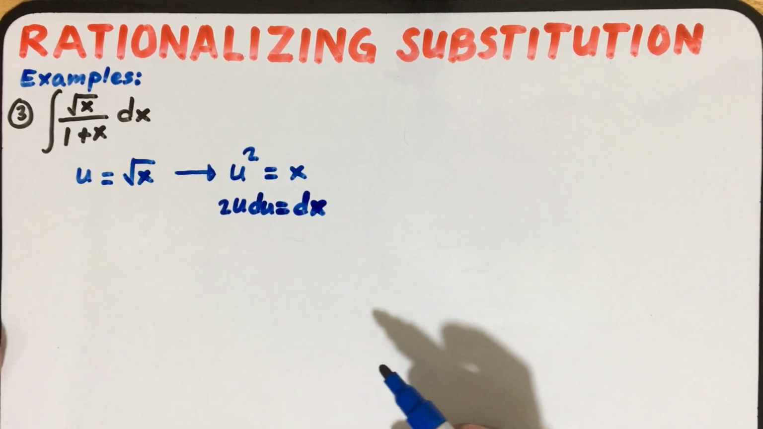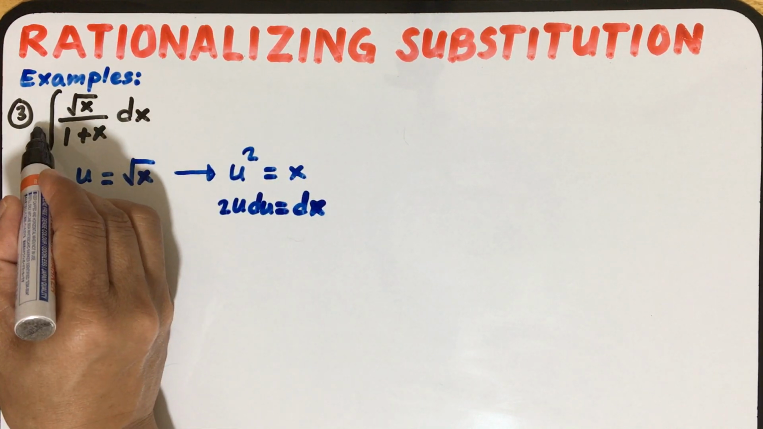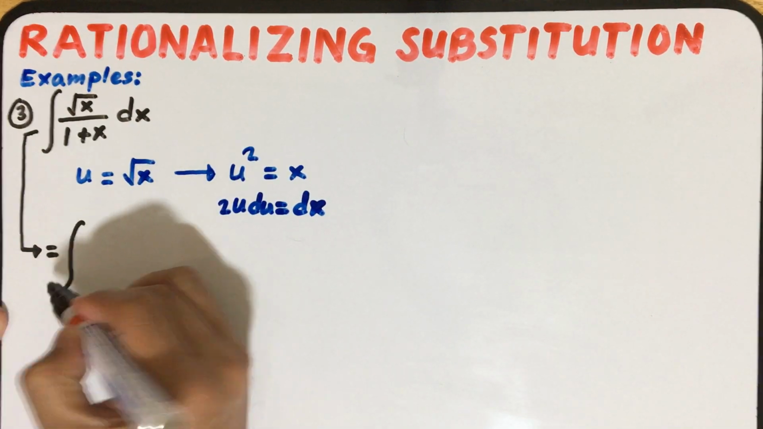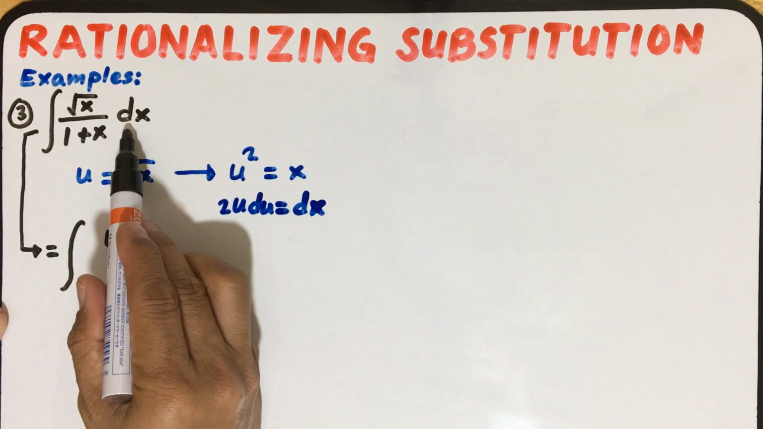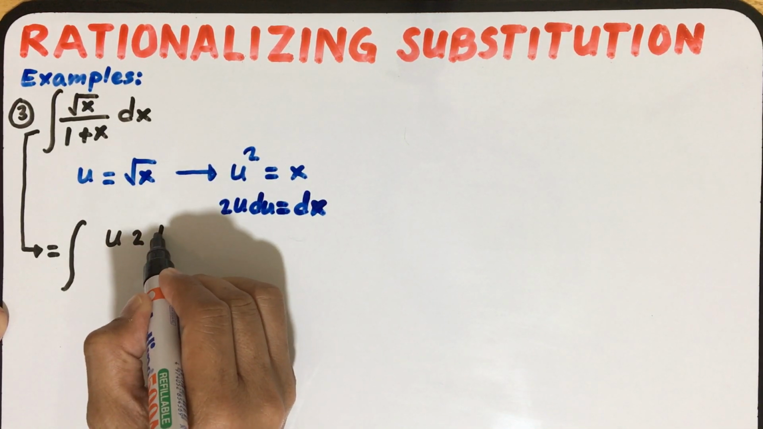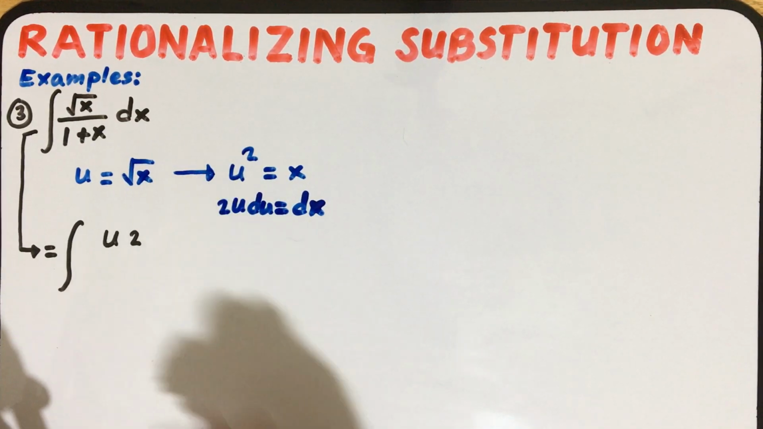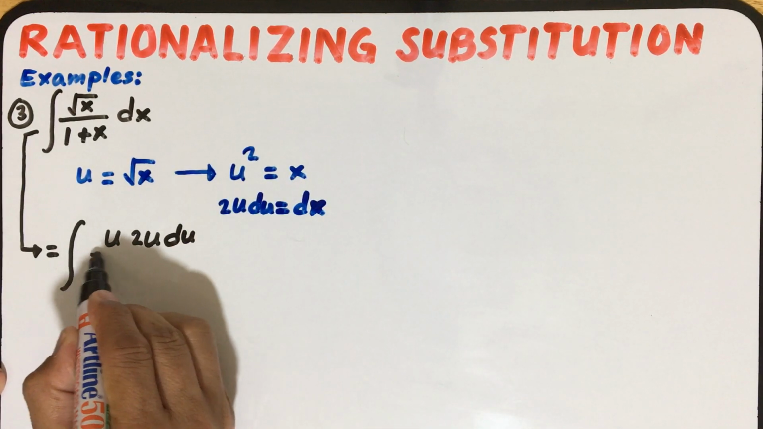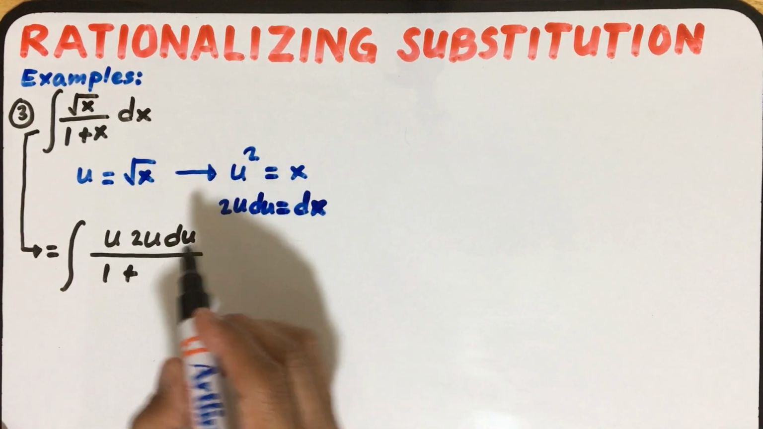Okay, so substituting this here in our integral, we can rewrite this as, instead of square root of x, our square root of x is equal to u, so this is u, then our dx is equal to 2 times u du, so 2 times u, so our du is 2 times u, then times du, then divided by 1 plus, what is our x? Our x is equal to u squared.